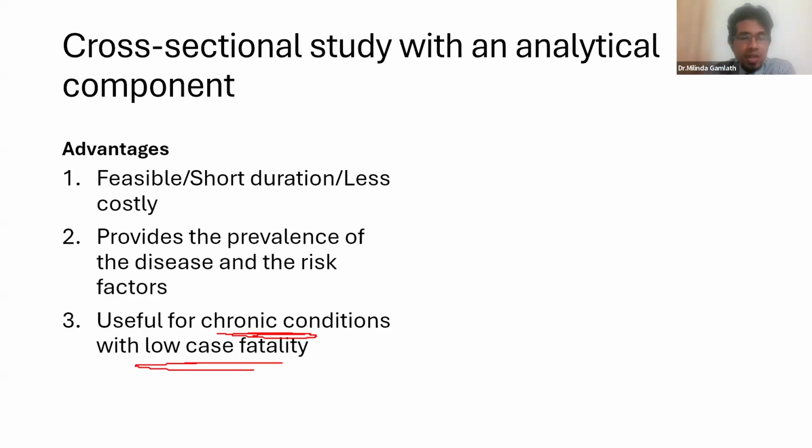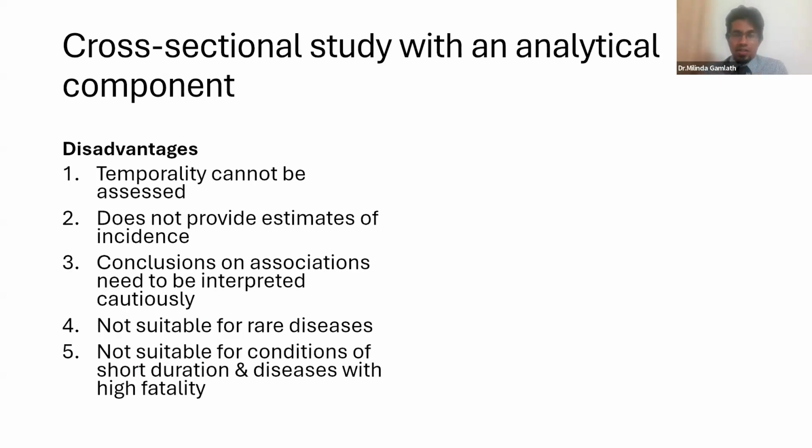Then of course you need something like a cohort study, because you will miss them if you take a single snapshot. And then the disadvantage is that since you're looking at a single snapshot, you cannot establish temporality, and it does not provide estimates of incidence. Conclusions on association need to be interpreted cautiously, right? Although we say that you can test associations and make certain judgments on the association, these need to be interpreted a little bit cautiously.